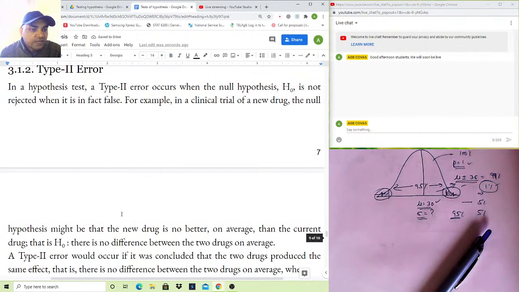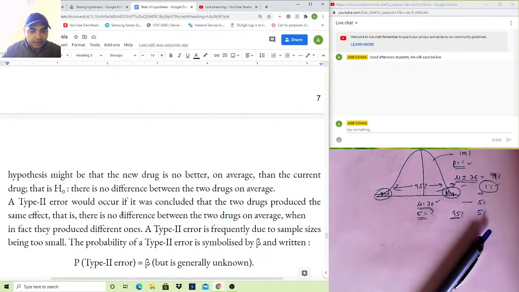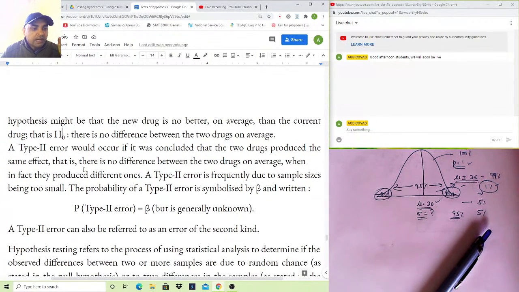Now, type 2 error. In a hypothesis test, a type 2 error occurs when the null hypothesis is not rejected when it is in fact false. For example, in a clinical trial of a new drug, the null hypothesis might be that the new drug is no better on an average than the current drug. Therefore, your null hypothesis will be there is no difference between the two drugs on an average. A type 2 error would occur if it was concluded that the two drugs produce the same effect, that is, there is no difference between the two drugs on an average, when in fact they produce a difference.